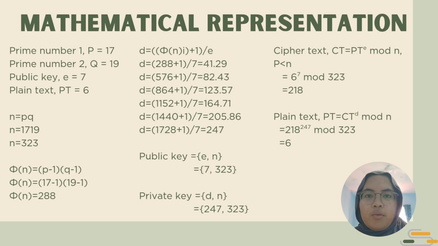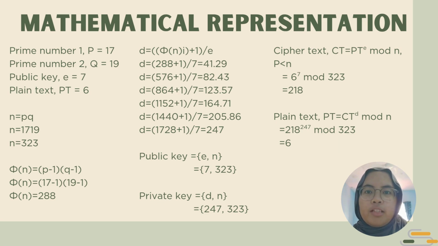Before encrypting, we calculate the private key d, which is the modular inverse of e modulo phi of n. We will use this formula until the answer is a whole number. Now the final answer of d is 247. So now we got the value of public and private key.